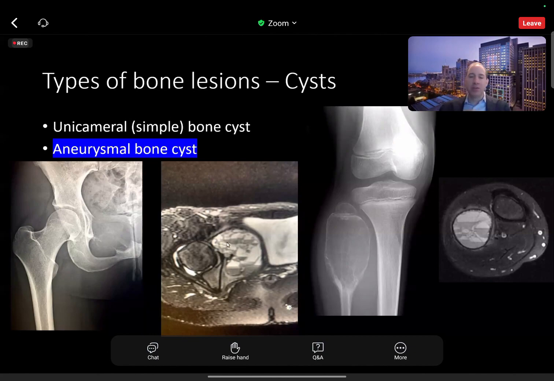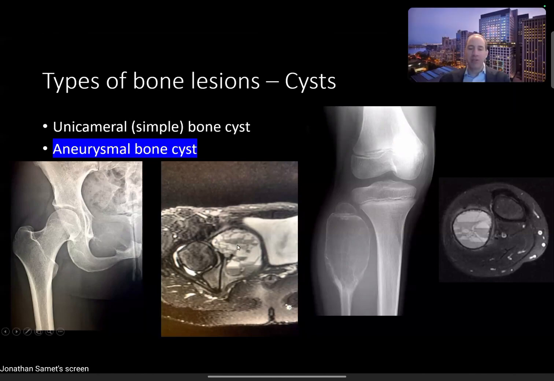Multiple locules, multiple compartments, like an aneurysm. That's why it's called aneurysmal bone cyst. We see another example here in the proximal fibula, where we have an expansion of the bone, and we go to the axial T2, and we see this very classic multiloculated fluid level lesion.